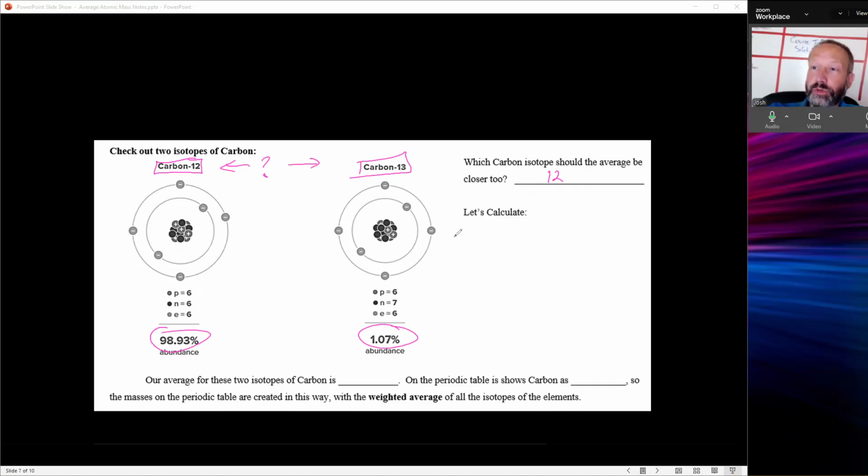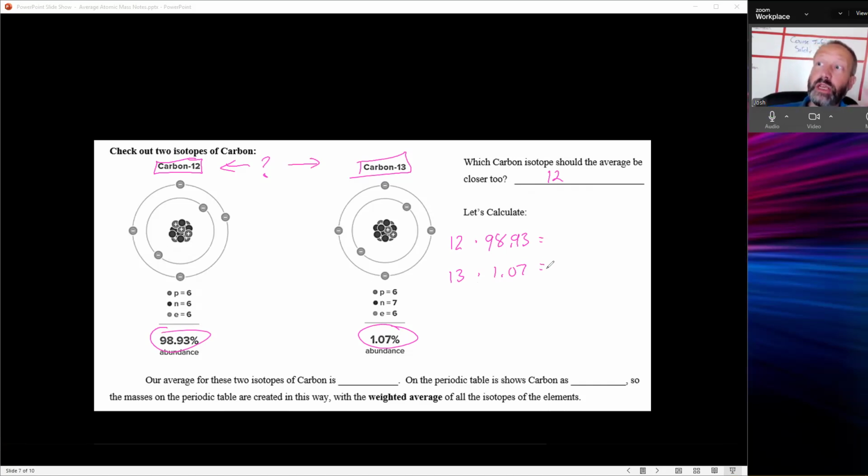Let's do the calculation. We're going to take 12 times the 98.93, and I'm going to take the 13 times the 1.07. And by the way, we're going to round to the hundredths place. And that's going to be good.